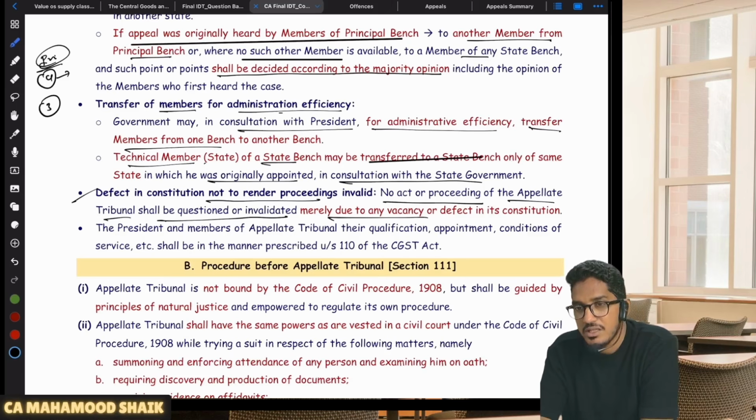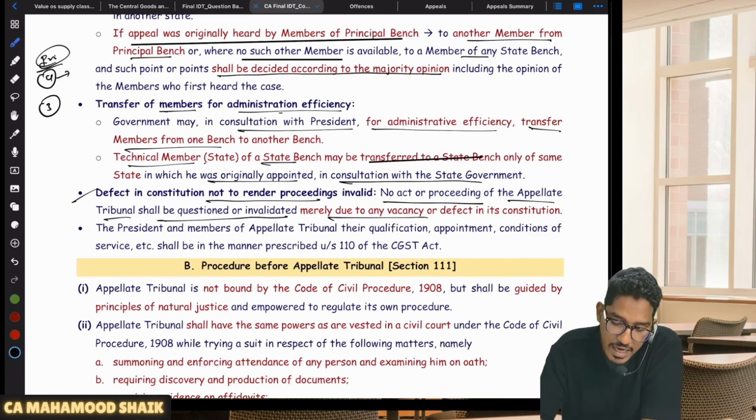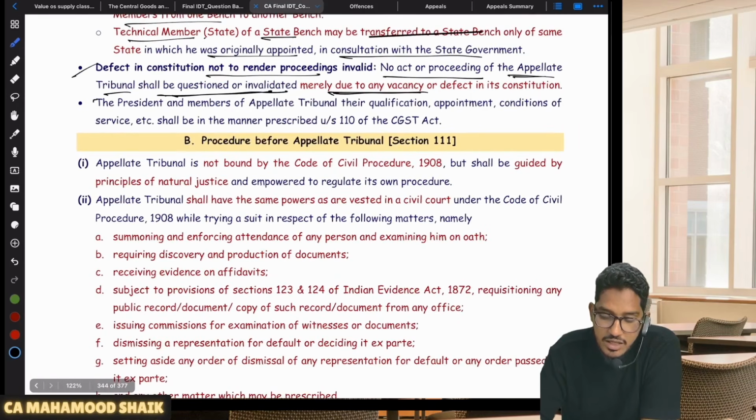Why? Because the GST appellate tribunal is still evolving. There are so many vacancies now, so it is becoming difficult to fill all the members in all the states. That's why no act or proceeding of the appellate tribunal shall be questioned or invalidated merely due to a vacancy or defect in its constitution. It will still remain valid. That's what they meant.